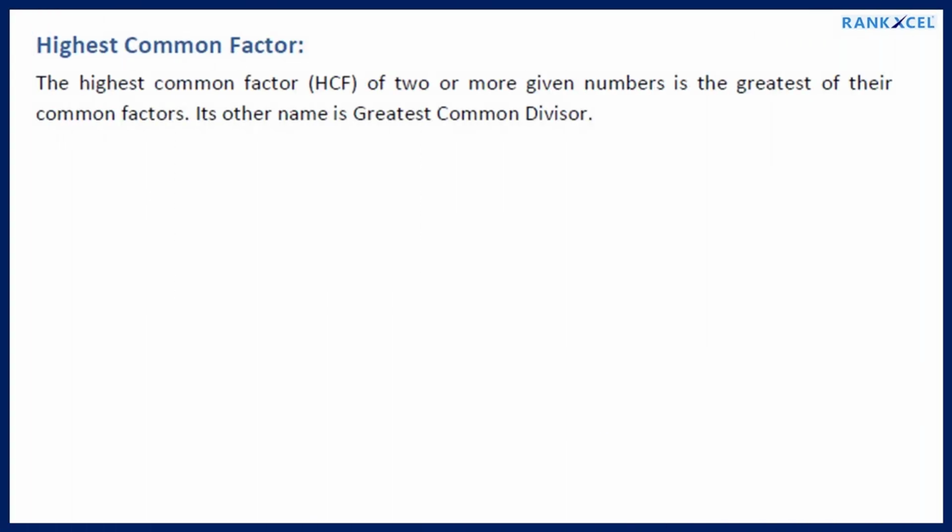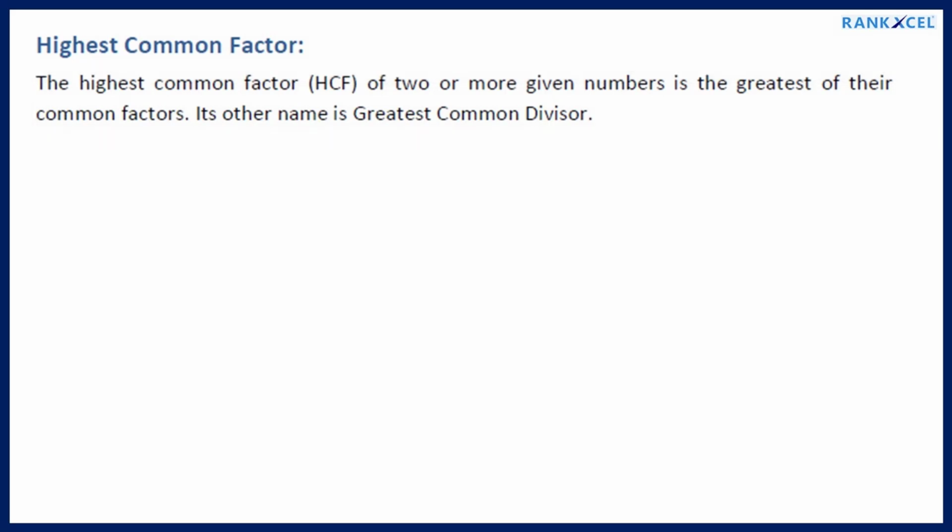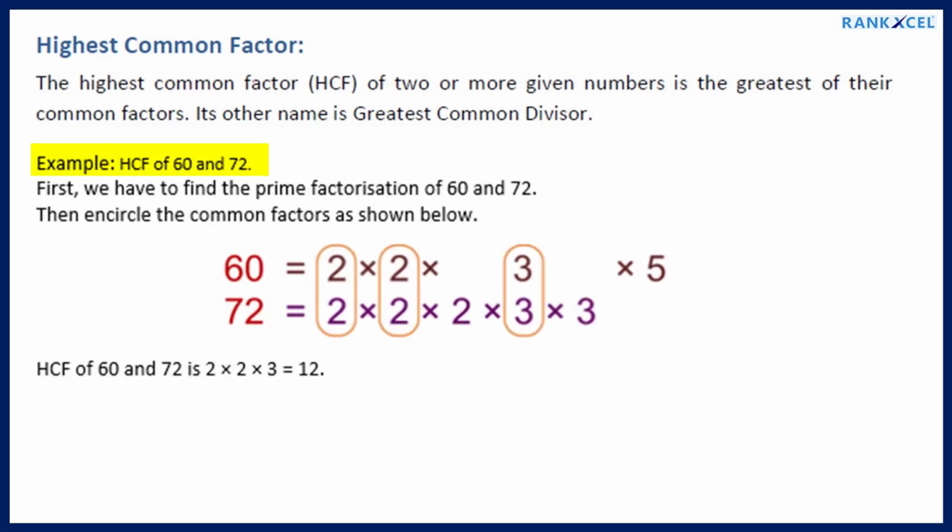Highest common factor. The highest common factor, HCF, of two or more given numbers is the greatest of their common factors. Its other name is greatest common divisor. Example, HCF of 60 and 72. First, we have to find the prime factorization of 60 and 72. Then encircle the common factors as shown below. HCF of 60 and 72 is 2 times 2 times 3 equals 12.